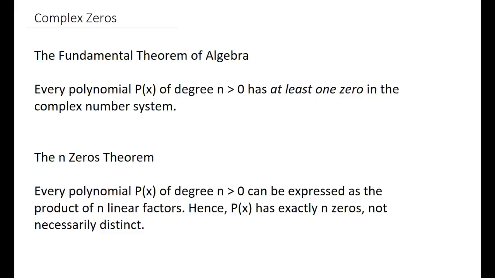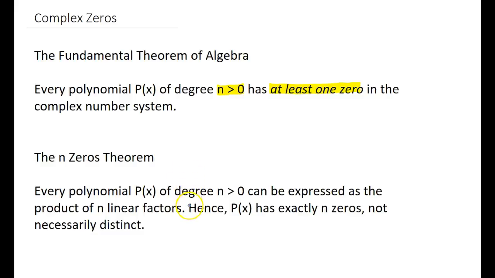What it says is for every polynomial p of x of degree n greater than 0, it's going to have at least one zero in the complex number system. So that means if we've got a polynomial, we're guaranteed to have at least one zero of that polynomial in the complex number system.